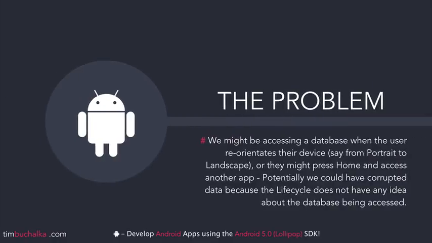So the problem might be that we're accessing a database and the user suddenly reorientates their device. Say they've moved from portrait to landscape, for example, or they might press home and access another app. If we don't make allowance for that to happen, we can potentially have corrupted data, and that's because the life cycle of the app doesn't have any idea about the database being accessed. So we really need to link those two things together, the database and the life cycle.